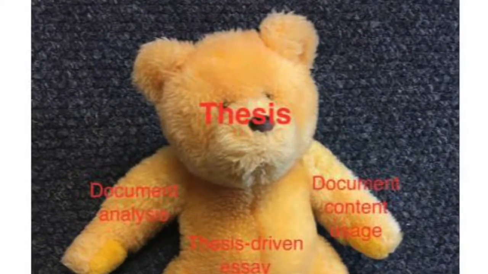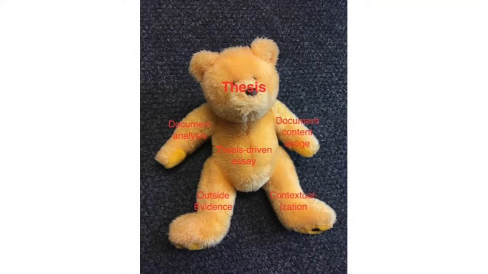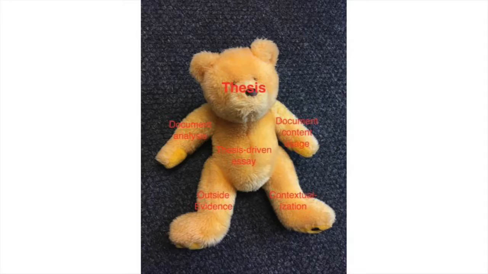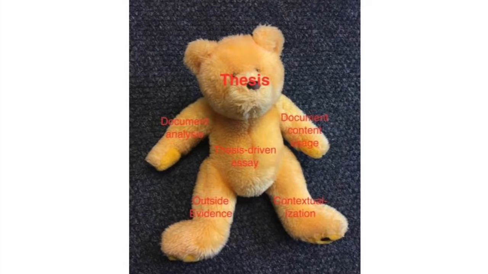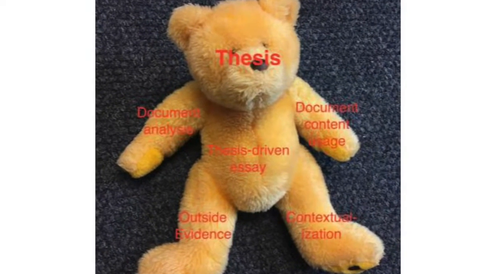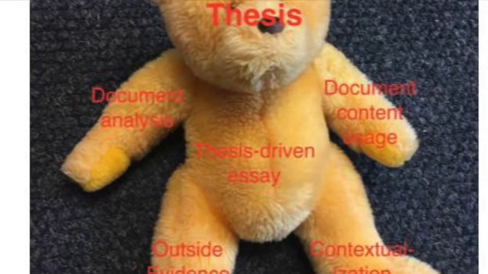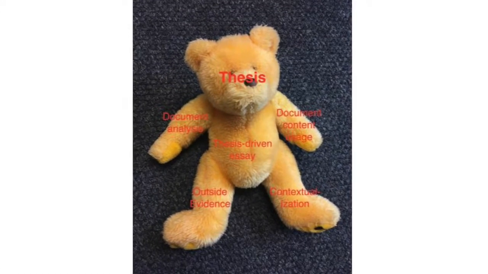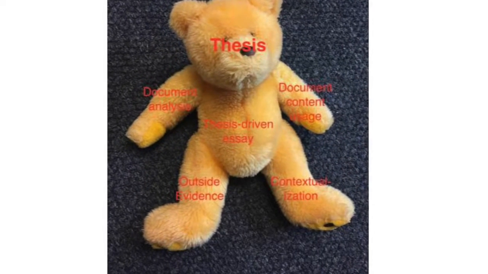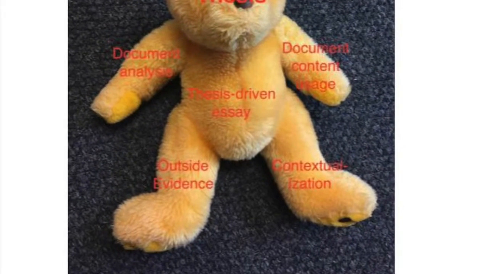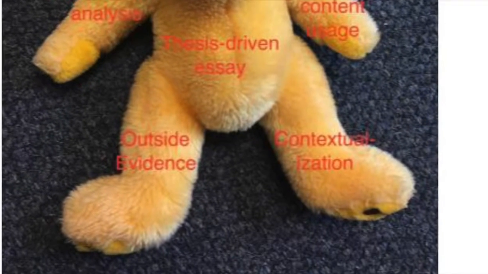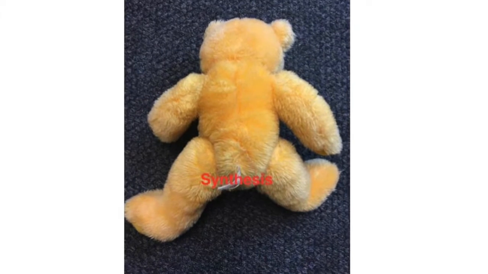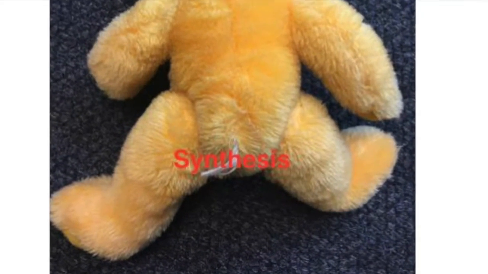There's the thesis, which is represented by the head. Focusing on your thesis throughout the paper can be represented by the body. Document analysis can be represented by his arms, his left arm being the content of the document and his right arm being the analysis of the document. Proper use of evidence throughout the paper can be represented by his legs. His left leg represents the use of contextualization in your intro, and his right leg represents the use of outside evidence. Last but not least, synthesis can be represented by his little cotton tail.